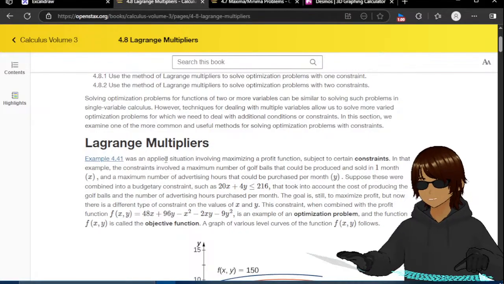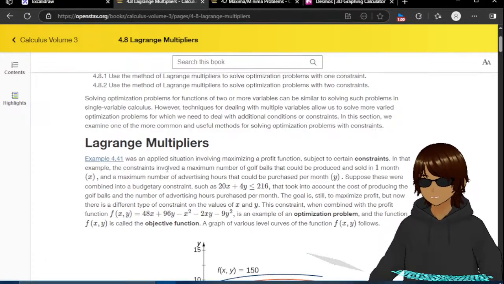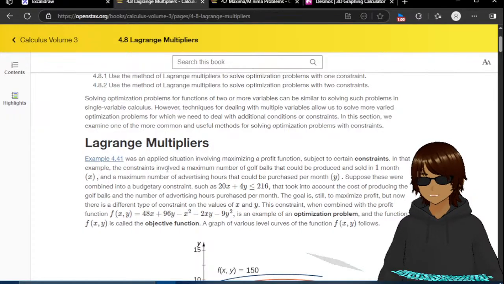So example 4.41 was an applied situation involving maximizing a profit function subject to certain constraints. In that example, the constraint involved a maximum number of cowbells that could be produced and sold in 1 month and a maximum number of advertising hours that could be purchased per month. Suppose these were combined into a budgetary constraint such as 20x plus 4y is less than or equal to 216 that took into account the cost of producing the cowbells and the number of advertising hours purchased per month.